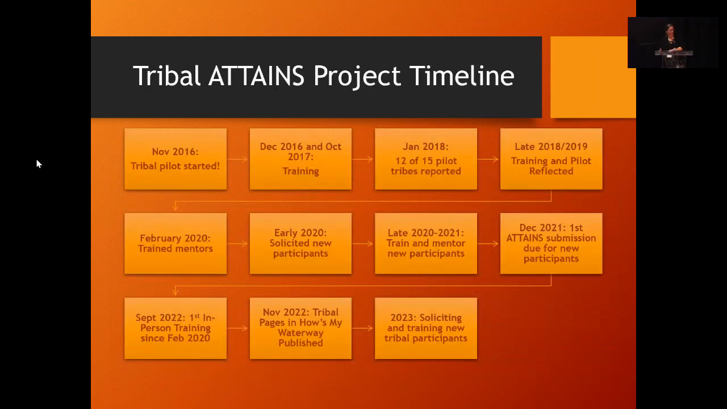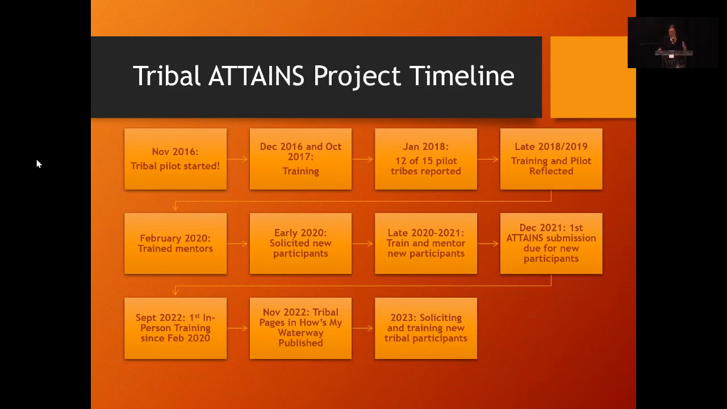And this slide should show the project timeline. It started in 2016, which was a while ago. Since then there's been some training and 12 out of the 15 pilot tribes started reporting in the ATTAINS in January 2018. So there were three tribes from Region 9 that were part of the initial group. One is still participating. One had some issues with cross-state boundaries that's now fixed. So if you do have cross-state boundaries, it is possible to report in ATTAINS.